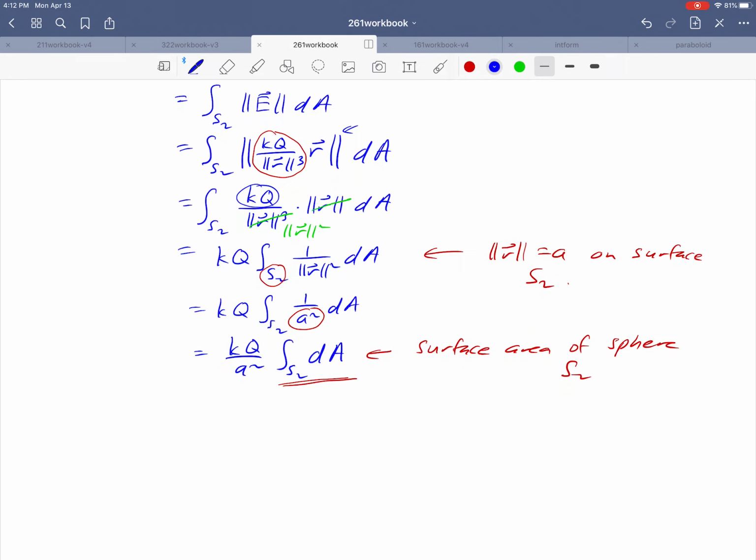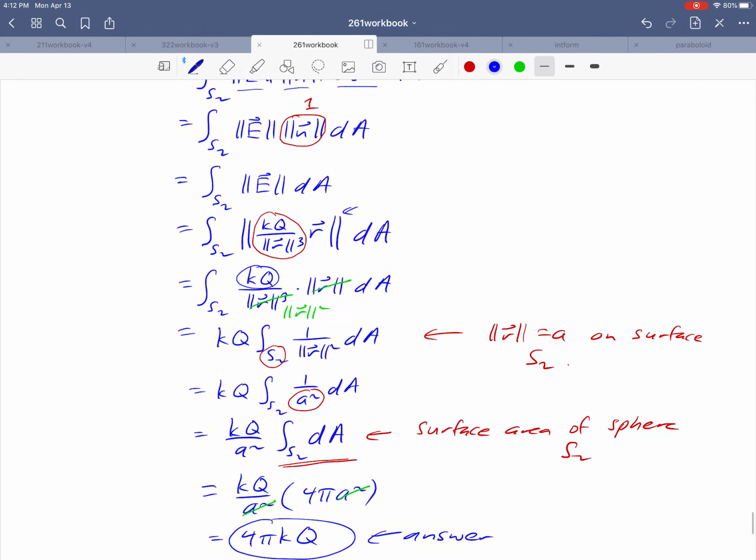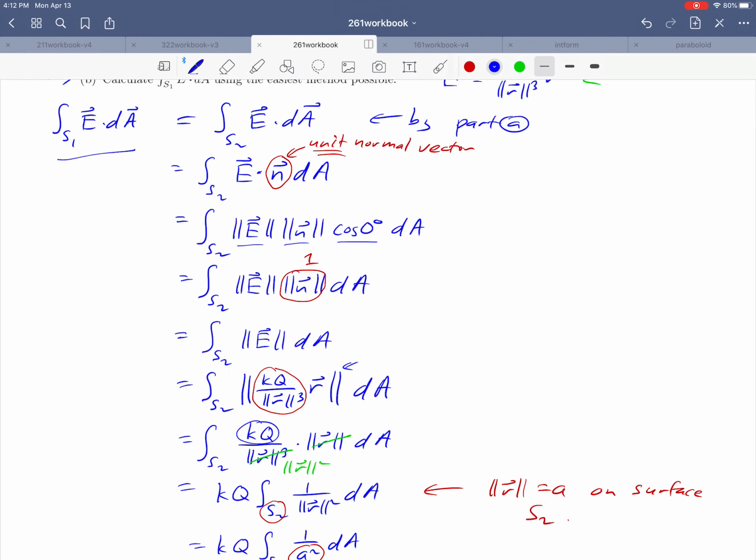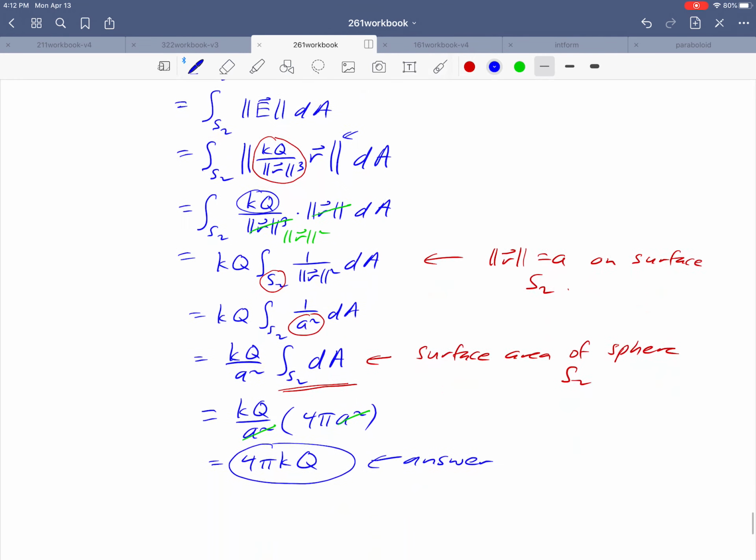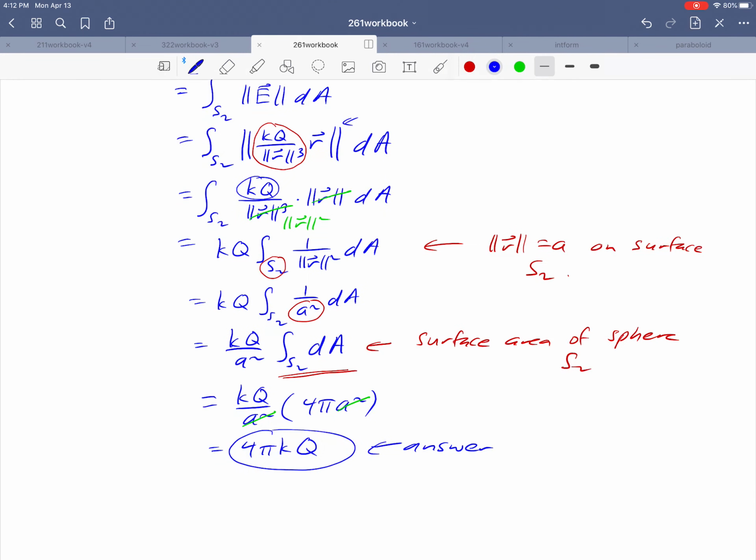And there's a formula for the surface area of a sphere. It just looks like 4 pi times the radius squared. So we're going to get kq over a squared times the surface area of the sphere, which looks like that. And we are almost done. One more cancellation, and what we wind up with for an answer is 4 pi kq. And what we have just demonstrated, first of all, is the flux of our vector field through this irregular surface that we started with. That result is a special case of what's known as Gauss's law in physics.